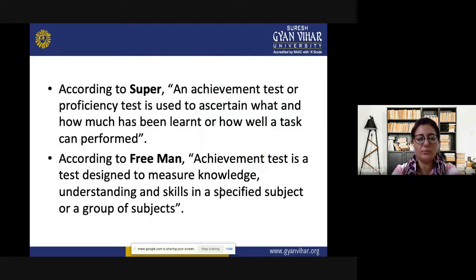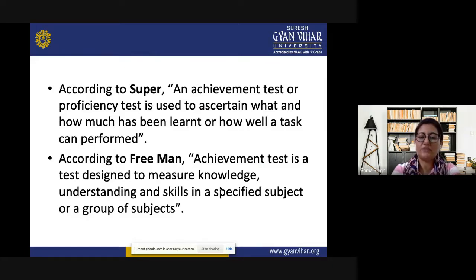Then according to Super, an achievement test or a proficiency test is used to ascertain what and how much has been learned or how well a task can be performed. So here Super has added a new dimension to achievement test, that it is a kind of proficiency test in which we are finding out what they have learned, how much they have learned, and how well they can perform a task. So we need to see the level of the performance of the students.